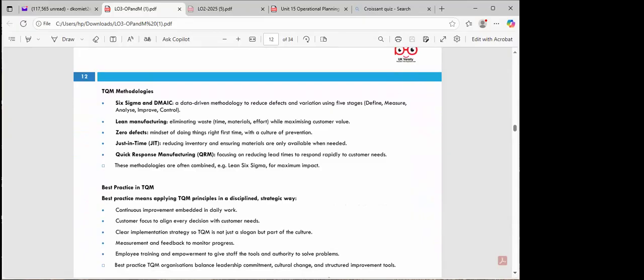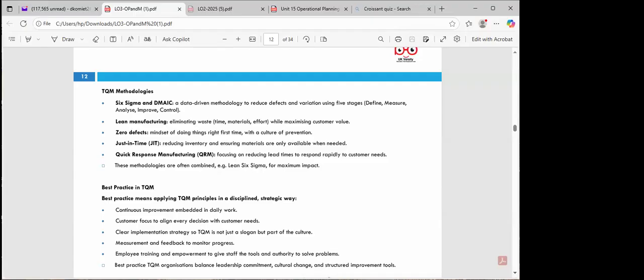They have lean manufacturing: eliminating waste of time, materials, and effort while maximizing customer value. You need to know this. Zero defects: the mindset of doing things right the first time. Just in time, JIT: reducing inventory, ensuring materials are only available when needed. You don't want to waste material.